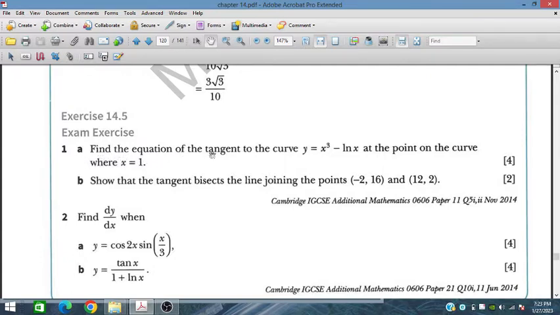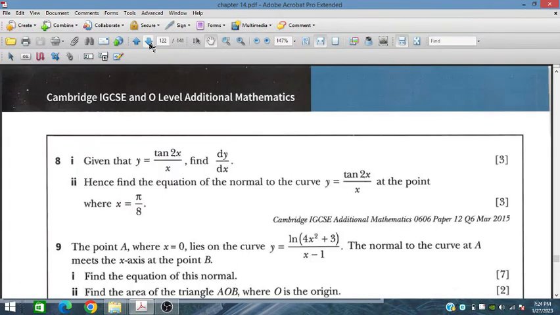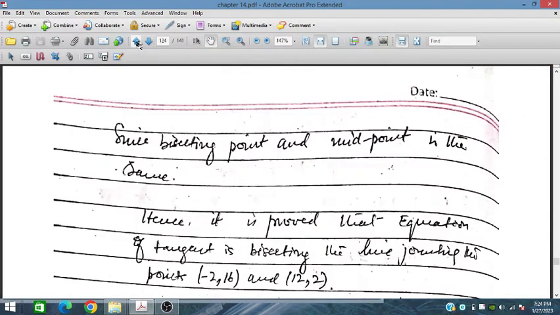Find the equation of the tangent to the curve. This is the curve, and we have to find the equation of the tangent on this curve at the point on the curve where x is equal to 1. Show that the tangent bisects the line joining the points (-2, 16) and (12, 2). So we have to solve this, and let's do the first part.